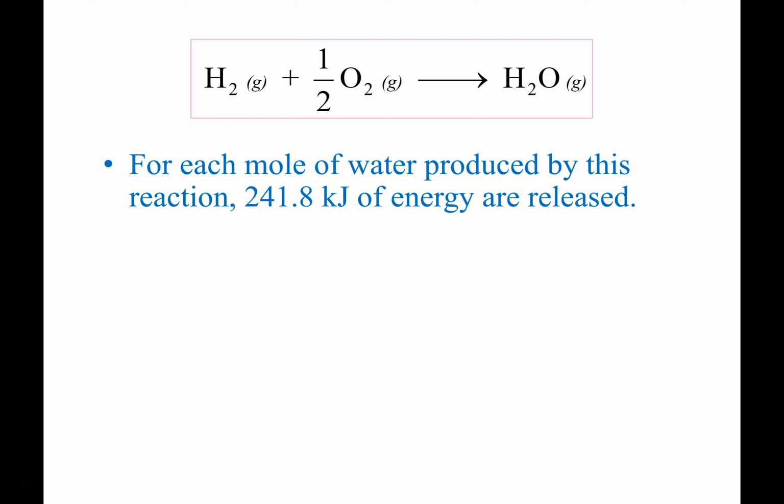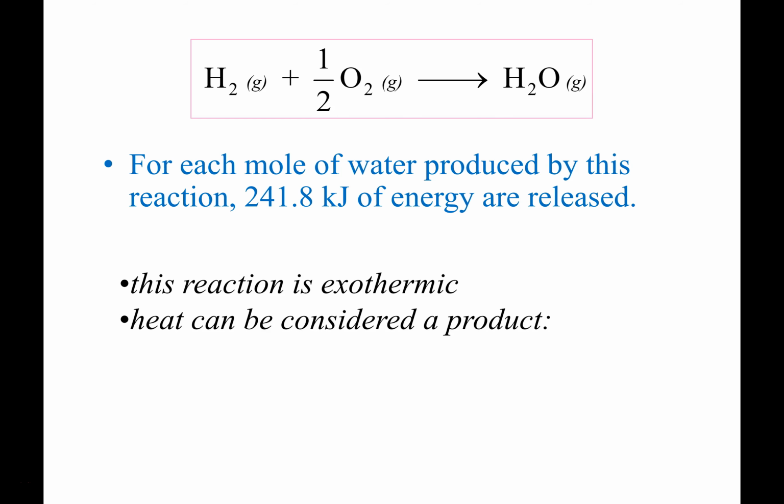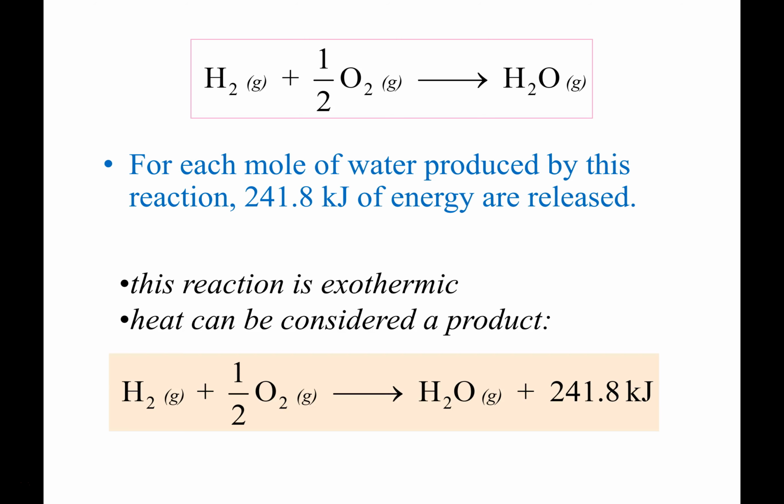Exo, yeah, releasing it. If energy in, it would be endo. So this reaction is exothermic, and so we can put heat on the product side, because it's releasing it. So we could rewrite the chemical equation. The only thing that's different here is I've added plus 241.8 kilojoules of energy.